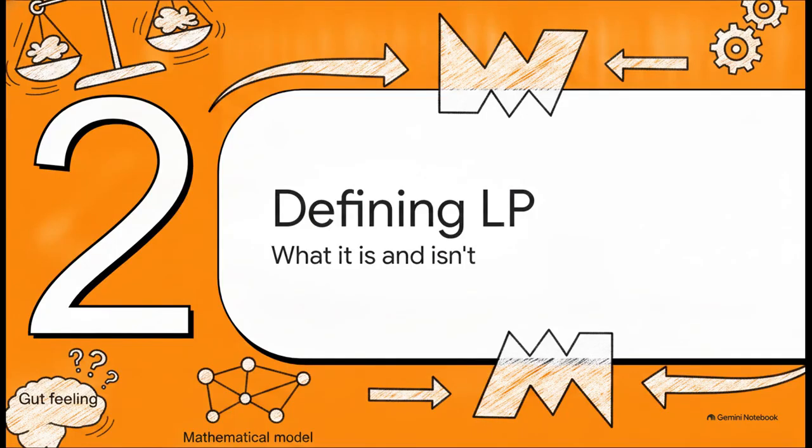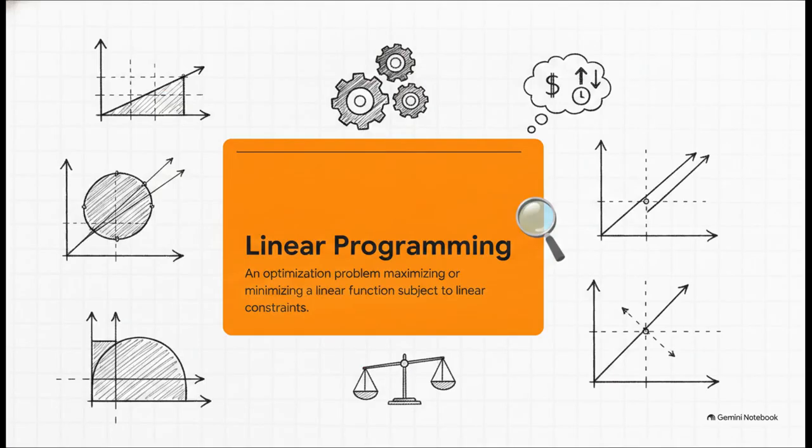Moving on to section 2, defining linear programming, exactly what it is, and just as importantly, what it isn't. So rather than just relying on a gut feeling, linear programming gives us a highly systematic mathematical way to organize our decisions. It lets us achieve the absolute best result, whether that's maximizing your profit or minimizing your costs, using straight-line relationships and clearly defined rules.